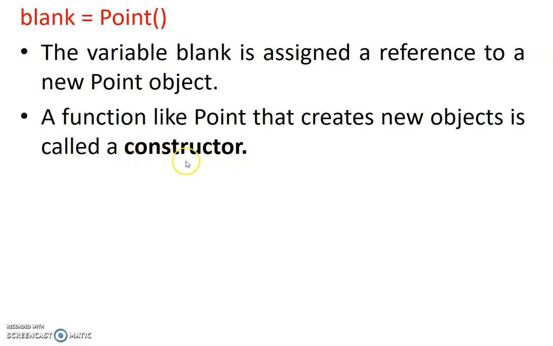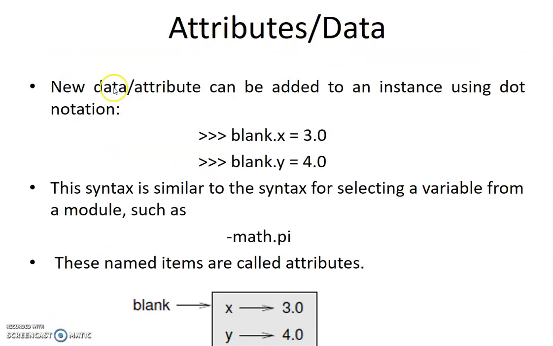You have already learned what a constructor is in your object-oriented concepts. We'll be discussing a little more in the next chapter: what a constructor is and how to invoke a constructor. Attributes or data: new data or attributes can be added to an instance using dot notation. Here is an example. The blank.x will be assigned the value 3, and for the y coordinate we are assigning the value 4.